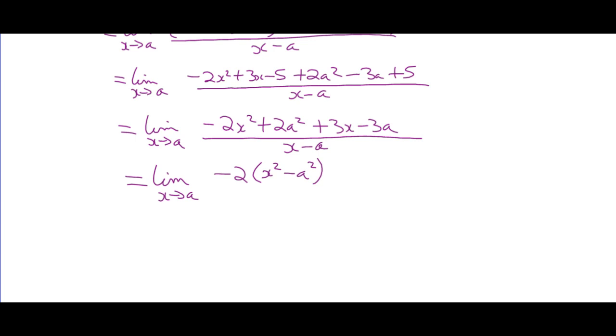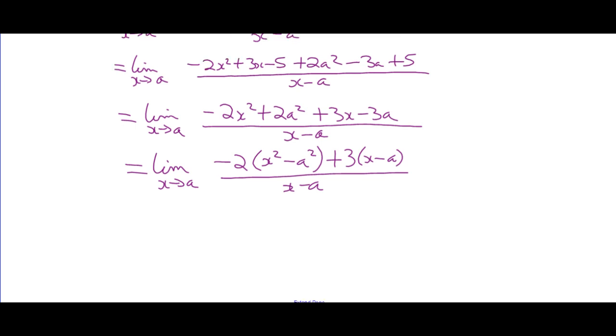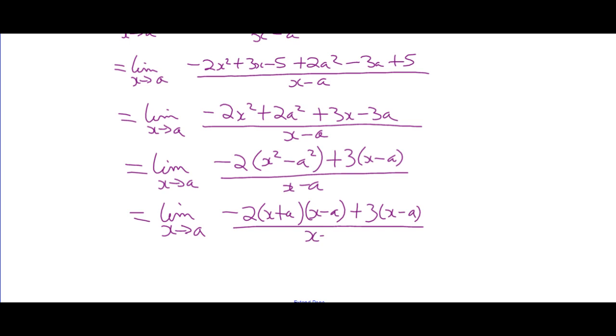Aha, that's going to factor, right? Plus 3 times x minus a. What are we going to do with this? Difference of squares, we're going to factor it. We'll get an x plus a and x minus a. We'll get the x minus a's, and they're going to cancel, and we're away to the races. So what do we got? Negative 2, x plus a, x minus a, plus 3 times x minus a, over x minus a.